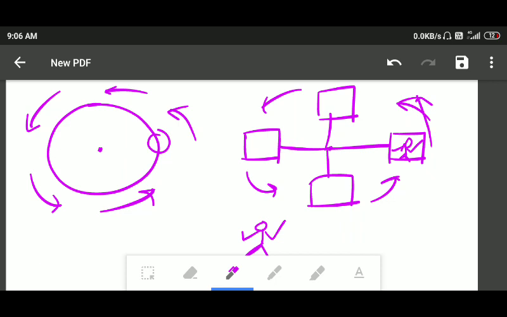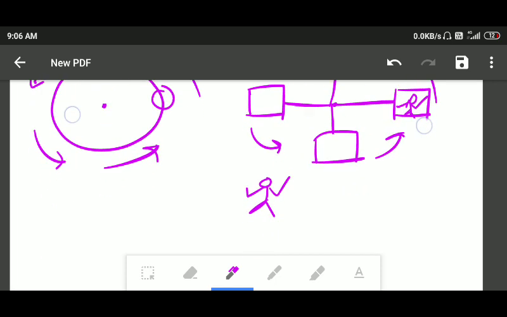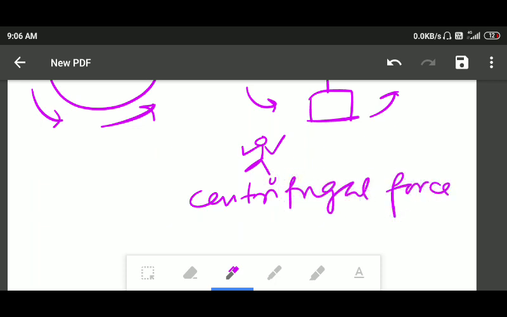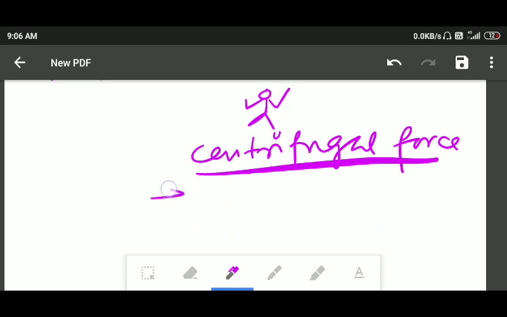That kind of force, which is not a real force, is known as centrifugal force. So let me write it down. Centrifugal force is not a real force. First point, it is not a real force. That means it's a virtual force.